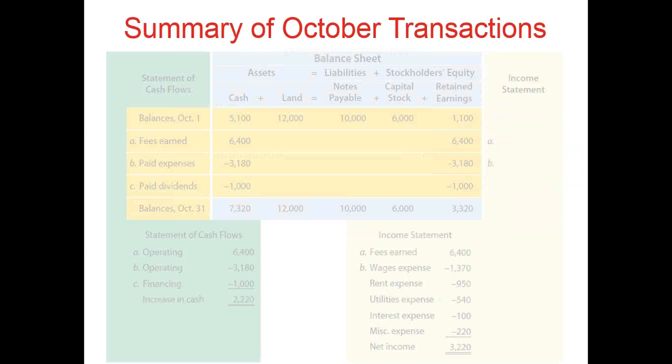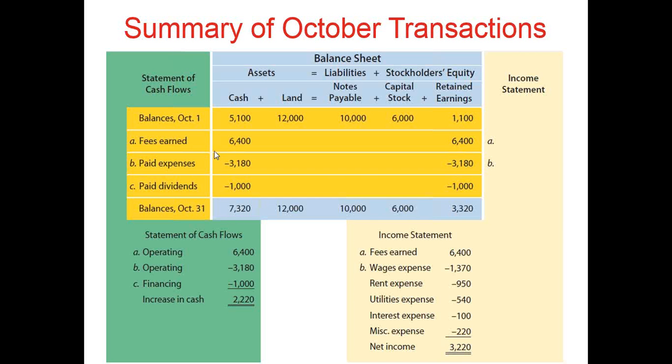So let's look at the second month of information for the company. We have in front of us the spreadsheet. Now note this first line, balance forward. These are the balances from the end of September.